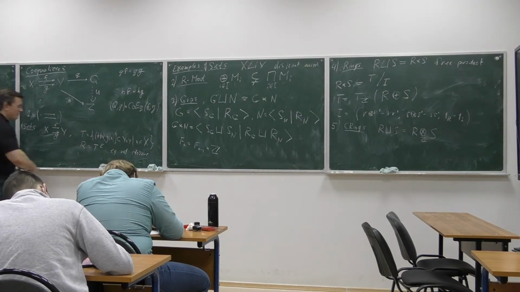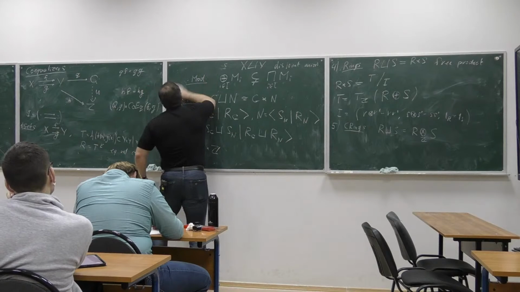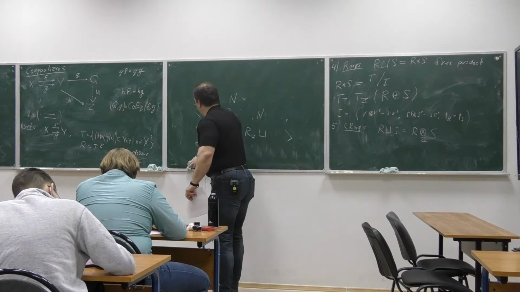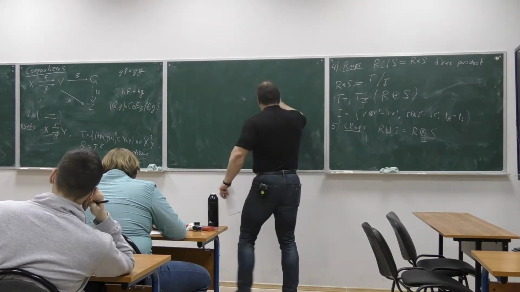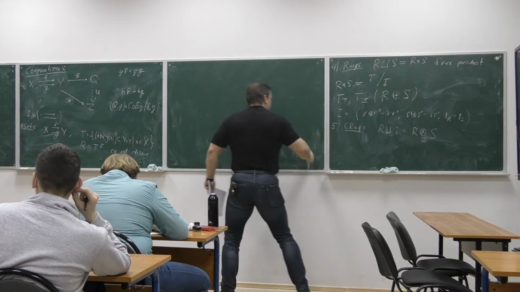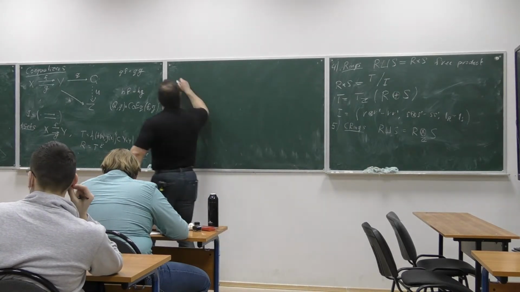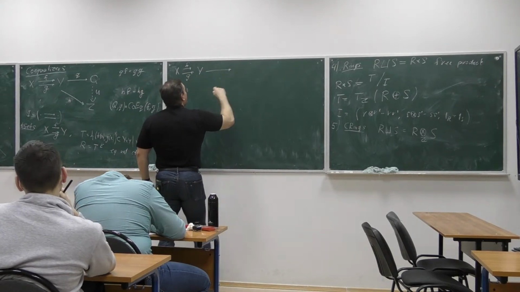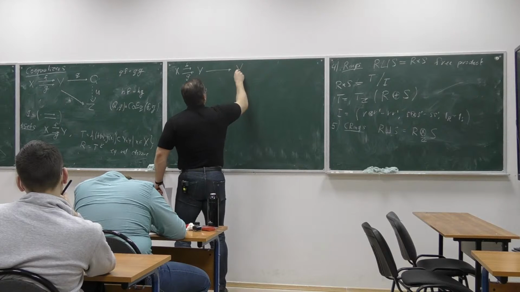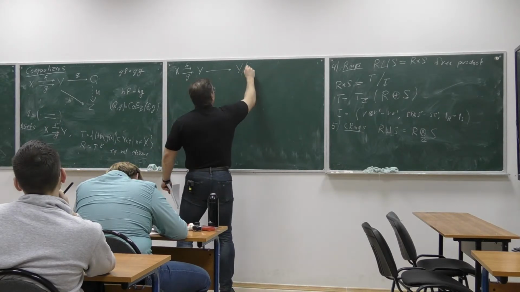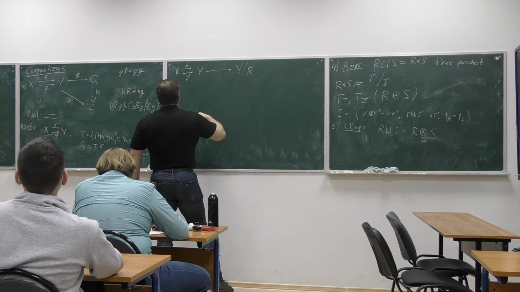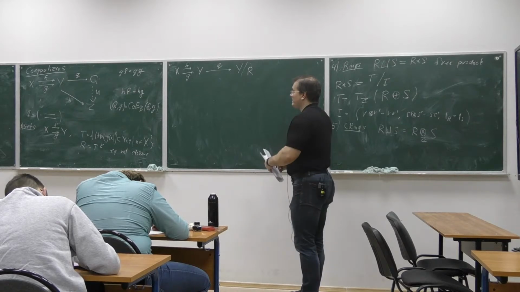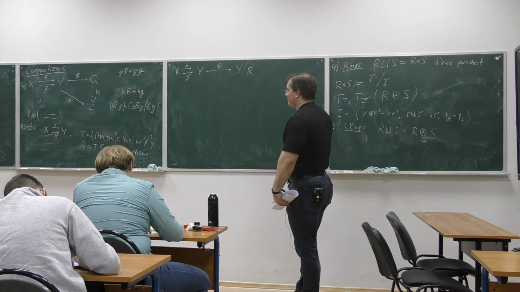Well, maybe I just draw this again. X, f, g, Y. Here for Q, I take Y modulo R, and q. And then now it's an easy exercise to check that the universal property is satisfied.